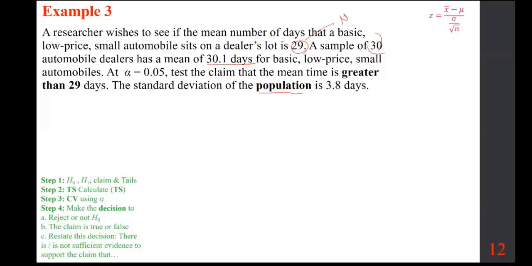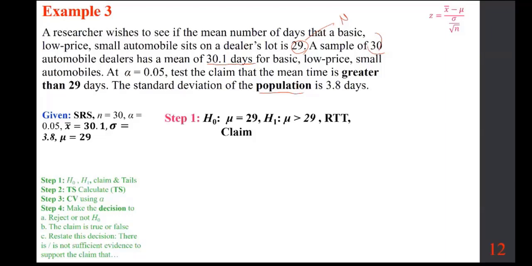And here's the thing: the population standard deviation sigma is given, and that's extremely important because now it means we can use z instead of t. The first step says H0: mu is 29, H1: mu is larger than 29. Obviously that's a right tail test, and that is the claim as well.